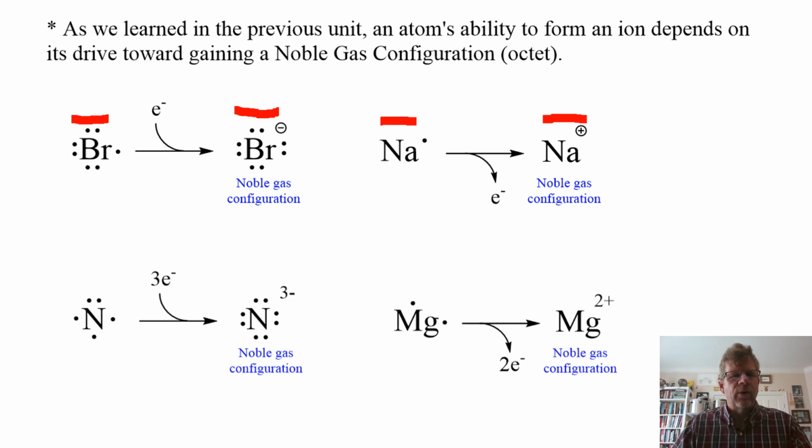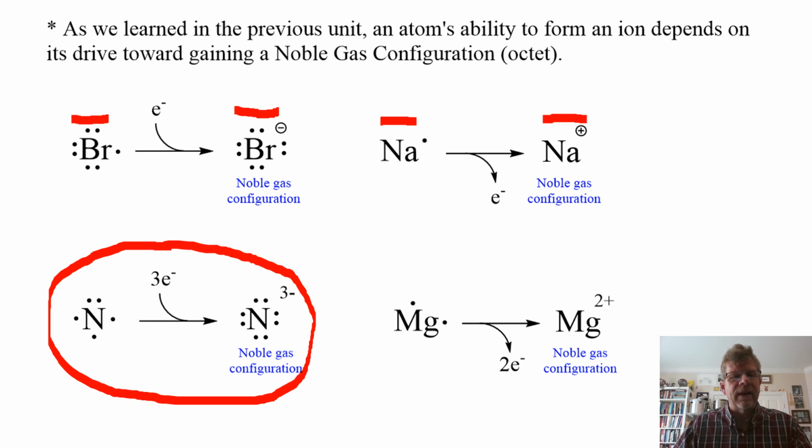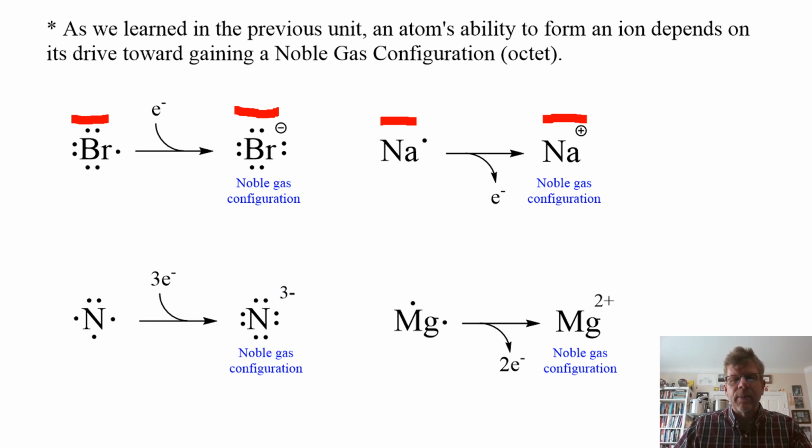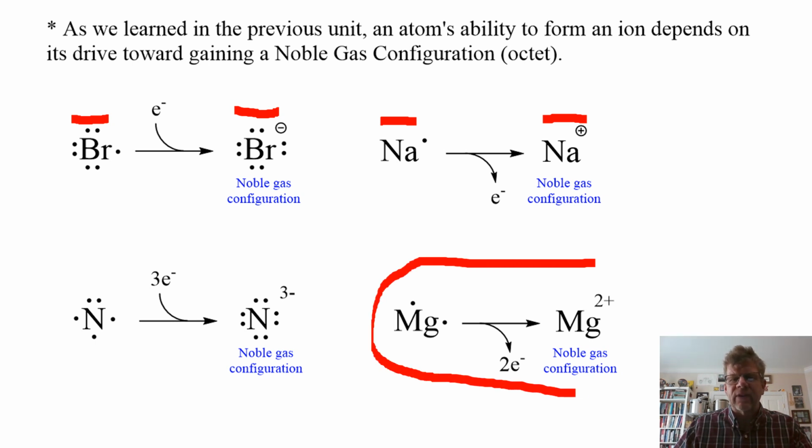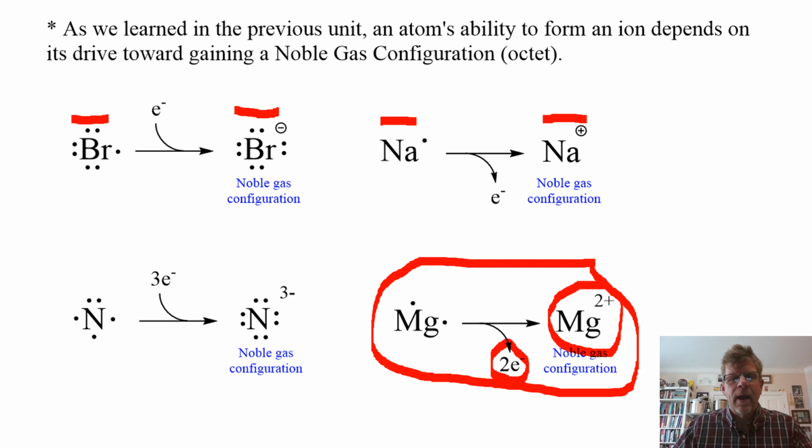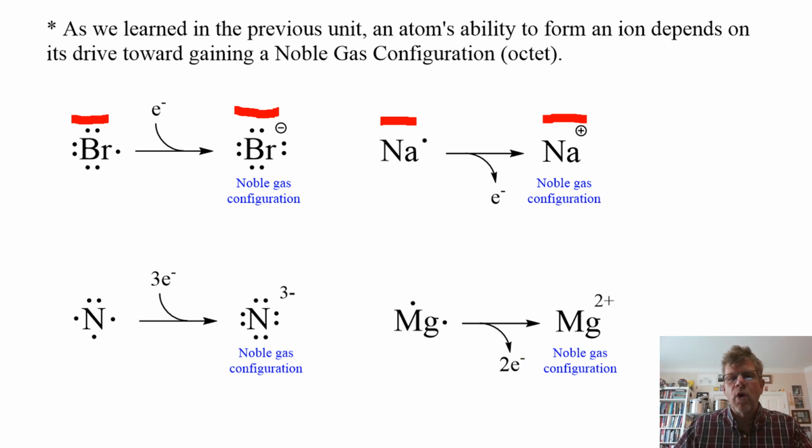For instance, here was nitrogen with 5 valence electrons, likes to pick up 3 electrons to become triply negatively charged, an anion. But look at that, it has a noble gas configuration. Similarly, magnesium, an alkaline earth metal with 2 valence electrons, is easier for magnesium to give up 2 electrons to become a doubly positively charged cation, but again, having a noble gas configuration.